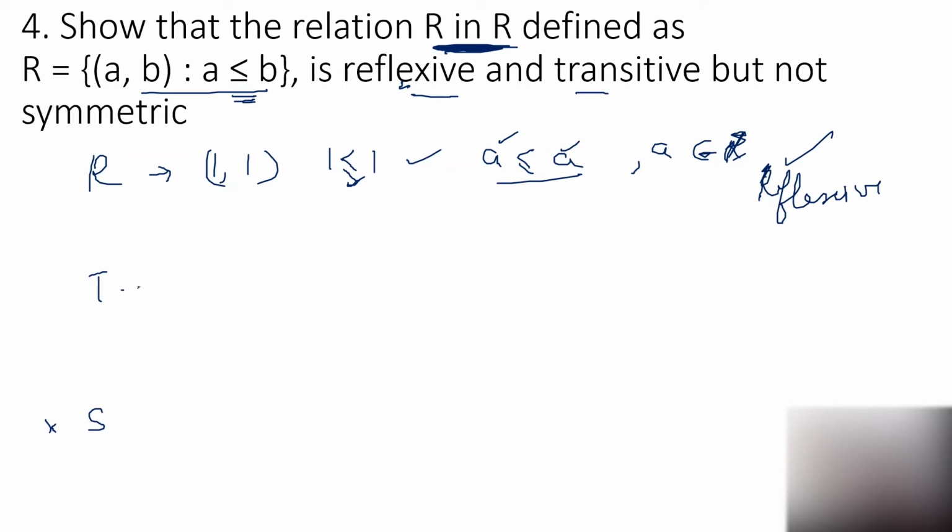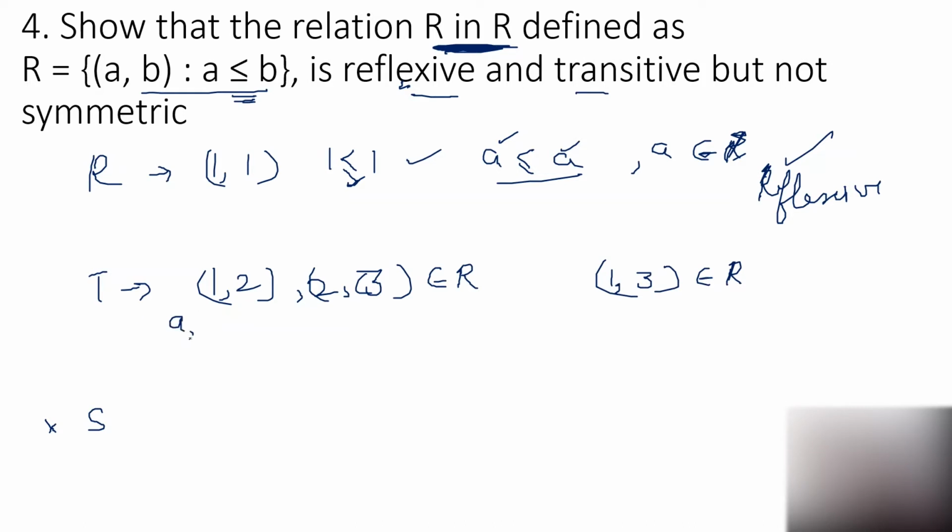Next is transitive. In this case, 1 and 2 and 2 and 3 are related, belong to this relation, and 1, 3 is also related to this relation. Or you can do it with the help of variables also. Let A is related to B, B is related to C, and we have to check whether A is related to C or not. So we'll be checking here.